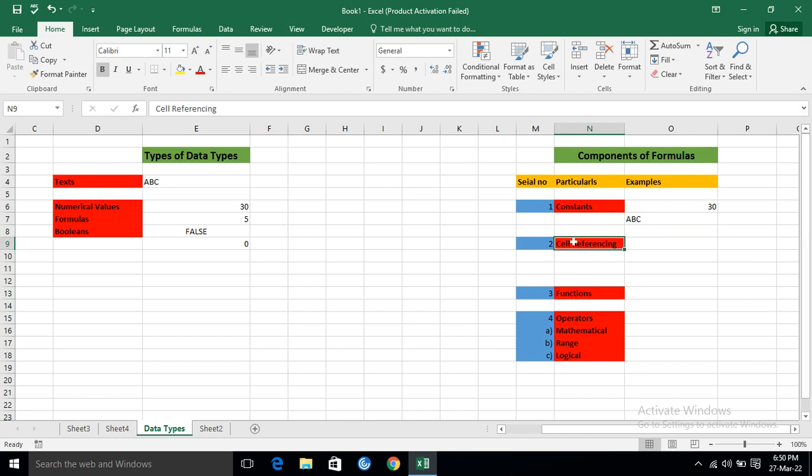Now coming to the cell referencing. Cell referencing, basically, takes the inputs from one cell and throws out the output to another cell.